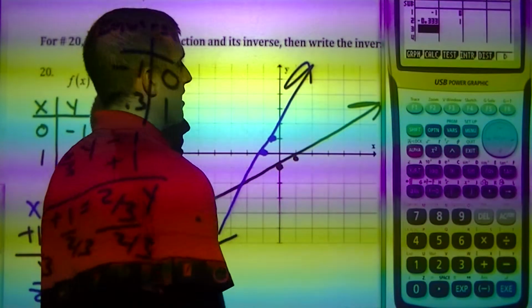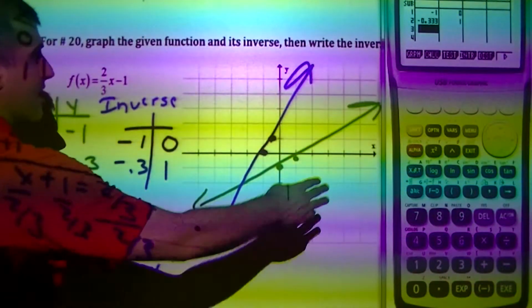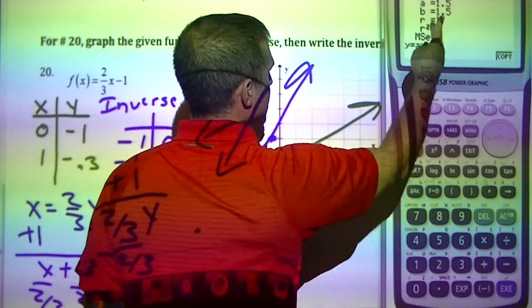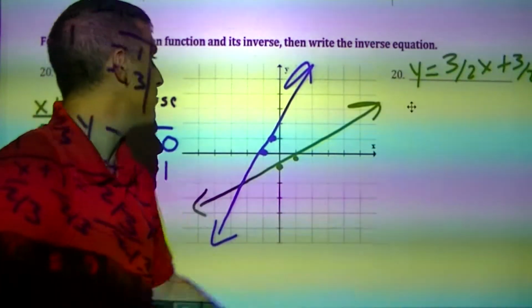All right, negative 1/3, comma 1. Okay, I believe that's what I got. Then I go to calc, reg, x. You're going to have to hit ax plus b, but it's the same deal, 1.5, which that's what that is.